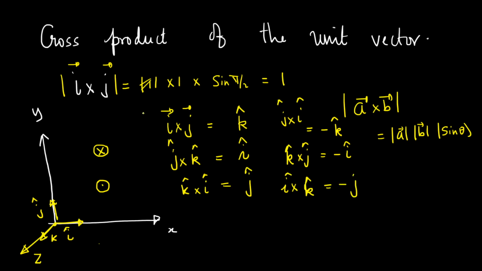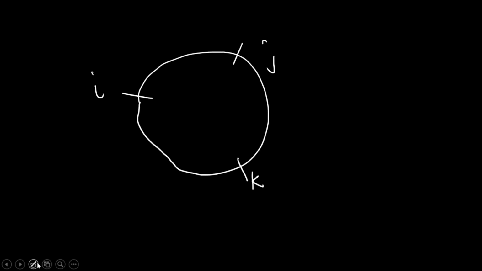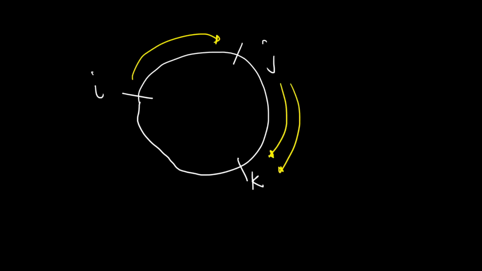Now all of this can be easily memorized in the form of a mnemonic, and that's what I'm going to write on the next page. And this mnemonic I use all the time, and probably everybody uses this mnemonic all the time. So you draw a circle and just write I, J, K. So if it is I cross J, you get to K. If it is J cross K, you get to I. And if it is K cross I, you get to J.